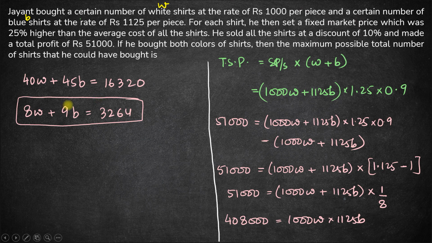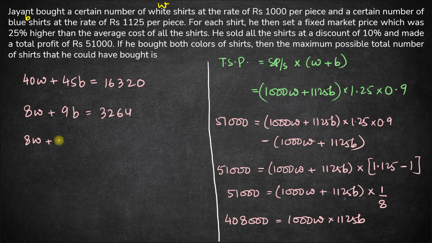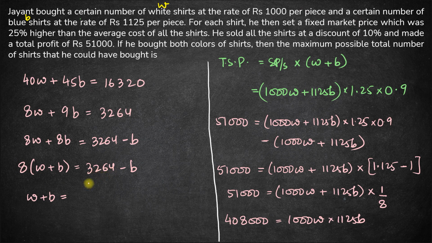Fine. Now if we want to maximize W plus B, what we can do here is write this as 8W plus 8B is equal to 3264 minus B. We have taken 1B over here, so this is what we get. So we get 8 times (W plus B) is equal to 3264 minus B. So W plus B is equal to, dividing by 8, 3264 divided by 8 will be 408, minus B by 8. So this is W plus B.